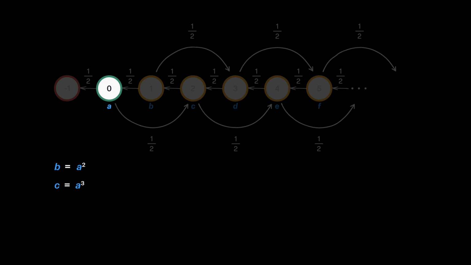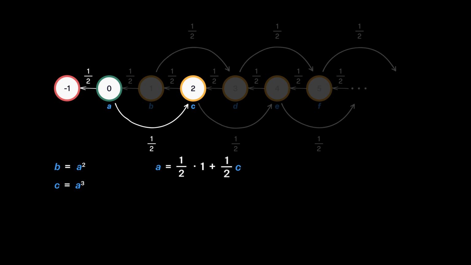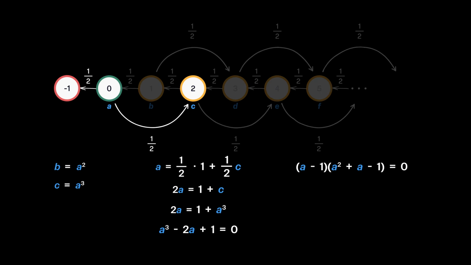From there, we can go to the stop state or to state 2. So we get this equation. Let's clear fractions. We can replace C with A cubed. Bringing the terms to one side, we get this cubic equation. Do you see any solutions to this cubic? A equals 1 is one solution, hence we can factor out A minus 1. We get a quadratic. We can solve the quadratic with the quadratic formula.